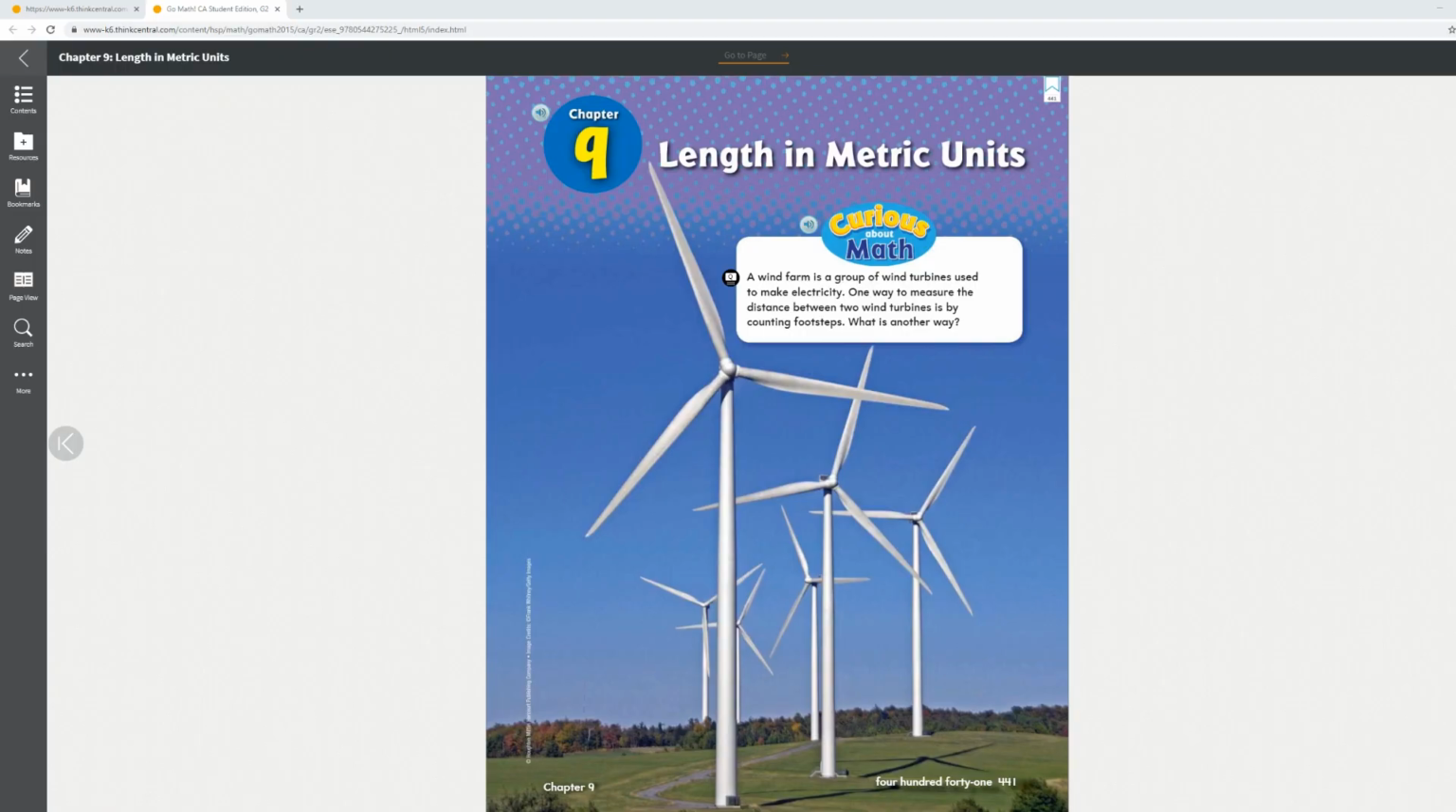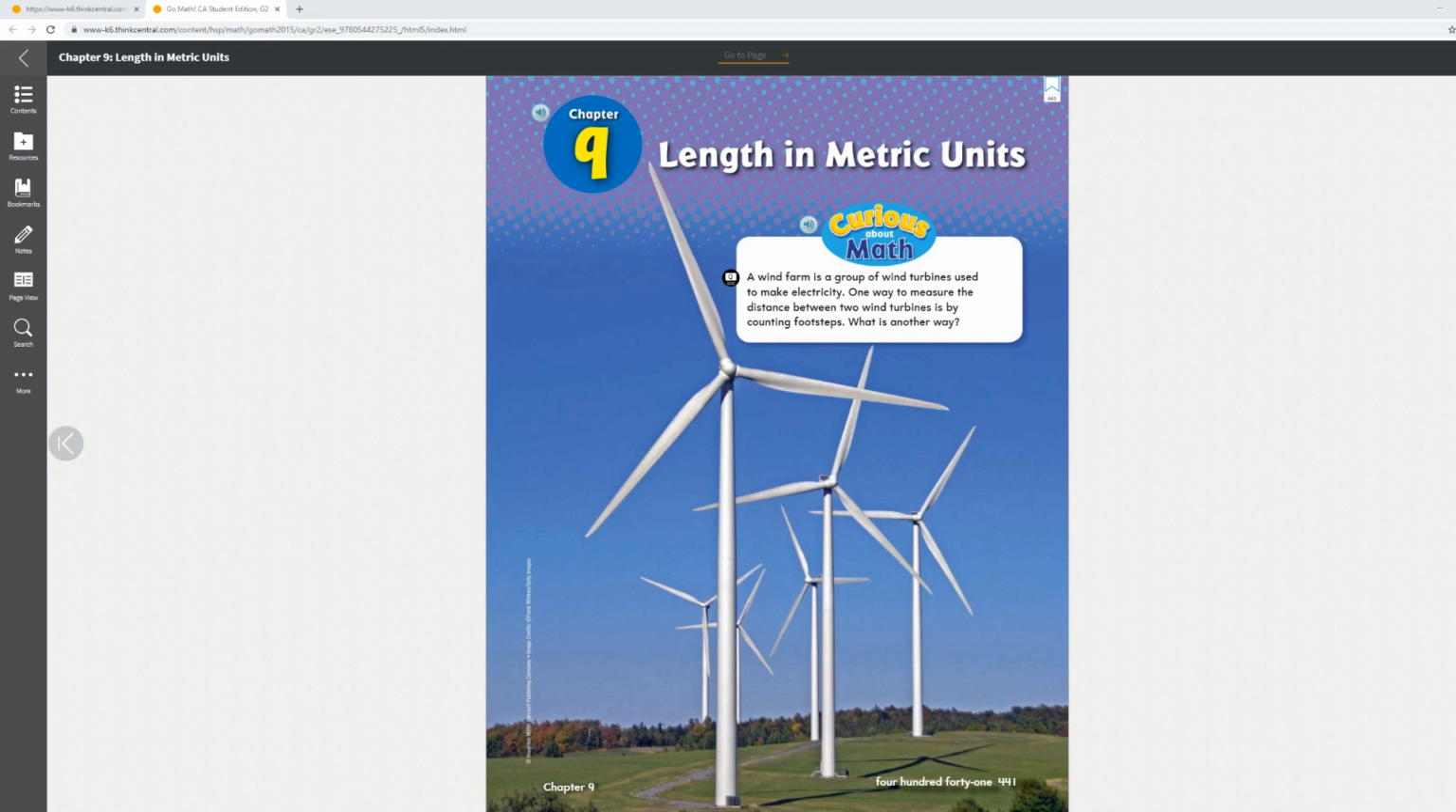Let's begin. Okay class, we are starting on page 441, chapter 9, Length in Metric Units. A wind farm is a group of wind turbines used to make electricity. One way to measure the distance between two wind turbines is by counting footsteps. What is another way? So we can count the distance between two of these wind turbines. If we use our feet and walk between them, we can count how many footsteps it takes to get between each one. And then we can measure by feet.